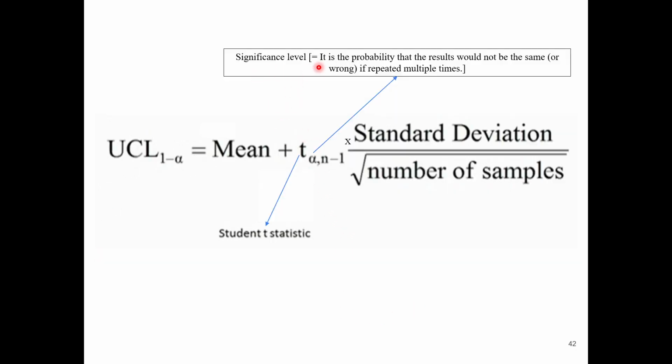So that alpha is basically the probability that the results would not be the same, or would be wrong, if repeated multiple times. Wrong means basically it will be higher. So if we are talking about 95% surety that this is the upper confidence limit, then out of 100 samples, there can be a maximum of 5 samples which have a value higher than that.